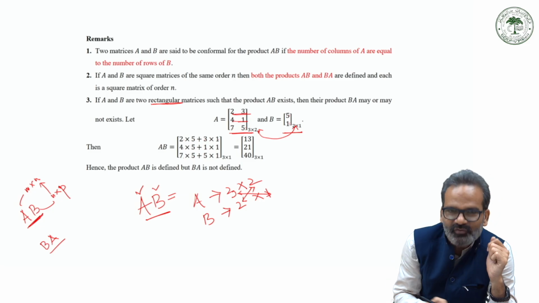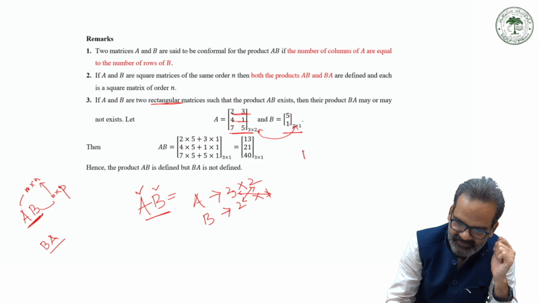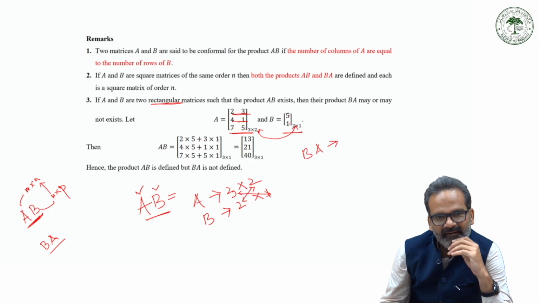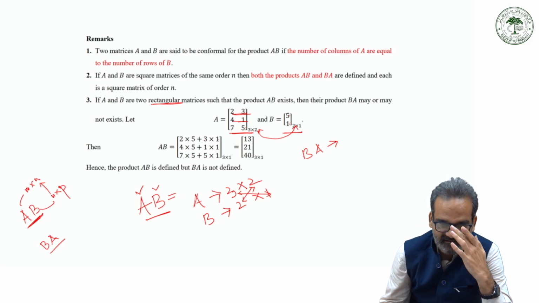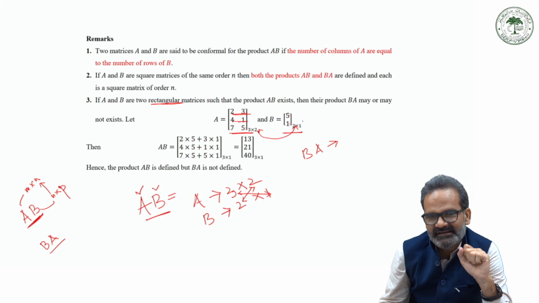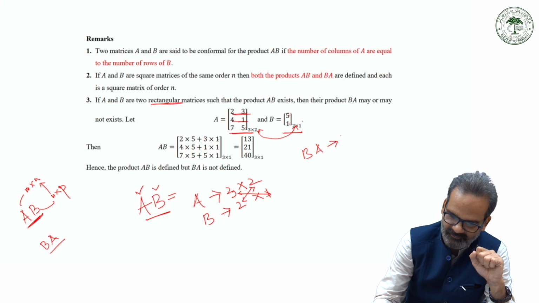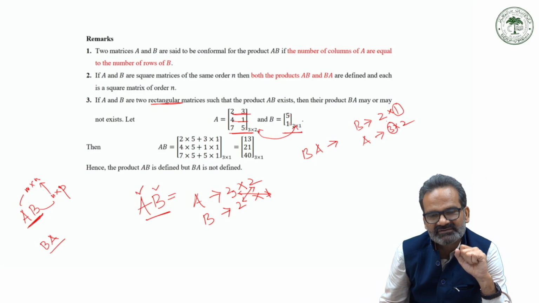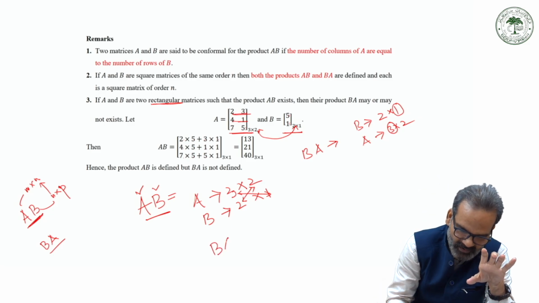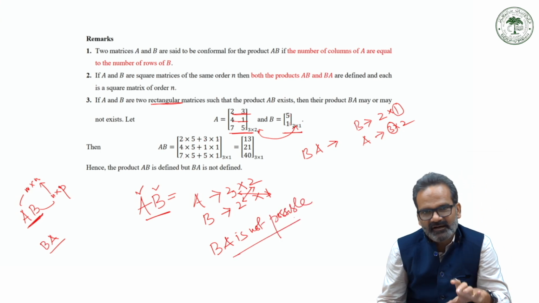So AB is there, but what about BA? See, BA means what? The columns of B should equal the rows of A. Now the situation has just been reversed. How many columns will B have? Order of B is 2 by 1, and order of A is 3 by 2. Here B contains 1 column and A contains 3 rows. 1 is not equal to 3. Therefore, the product BA is not possible. Clear? Are you getting the point?